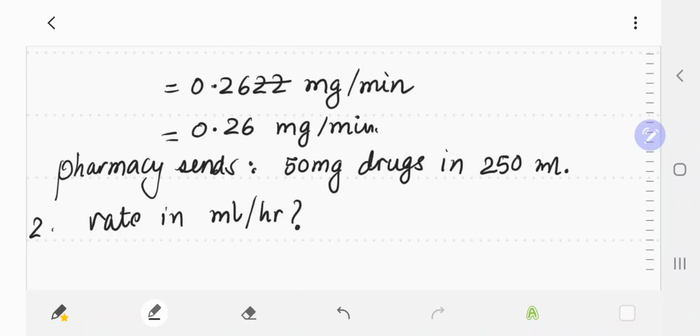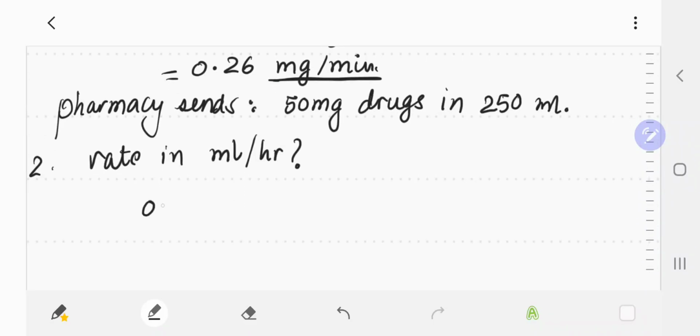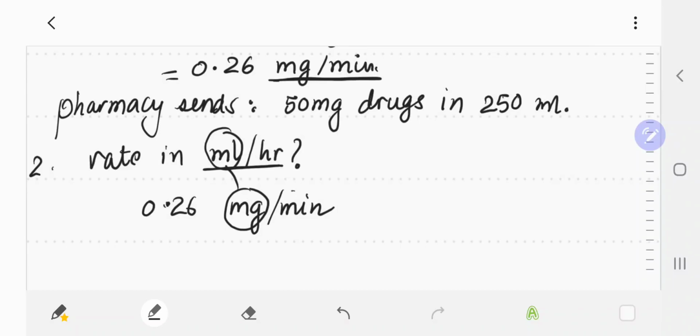Now we have to calculate the doses in milliliter per hour. We already know the doses in milligram per minute, right? So let's use that. We have to find the doses now in milliliter per hour. So we have to convert that milligram into milliliter and minute into hour. You can convert both at a time or one at a time, whichever you want.